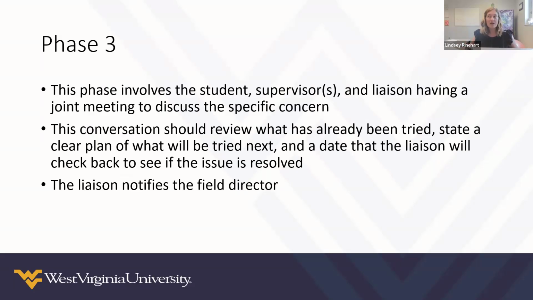This phase will involve the student, the supervisor, and the liaison having a joint meeting together to discuss the specific concern. This should address what's already been tried and come up with a clear plan: what's going to happen next and by when? Everyone at this meeting should know there is a concern, we're going to address it, here's our plan, and here's when we're going to check back in to see if things are resolved. At this point, the liaison is going to notify the field director just so that I'm aware of what's going on and that there's potentially a problem brewing. But again, many things get resolved at this phase. If not, then we move to phase four.